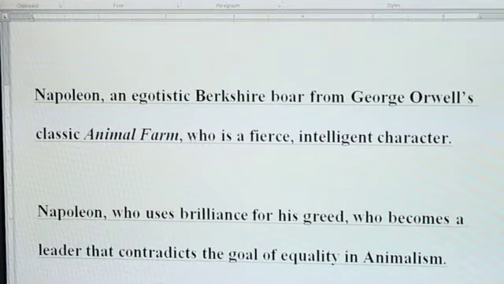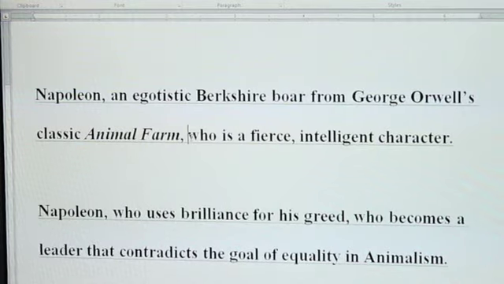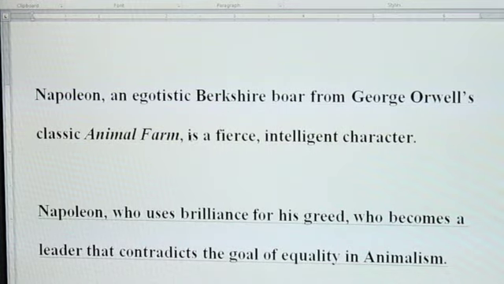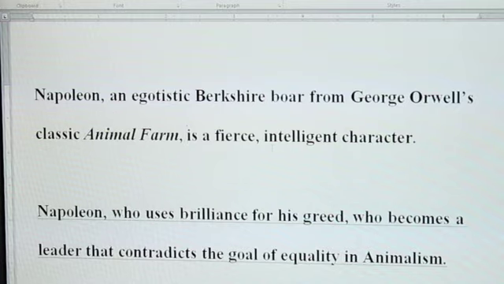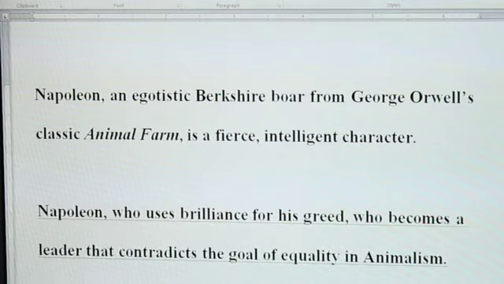If we take out the who, because what happens here is who is actually creating a dependent clause. If we take out the who, then the green lines go away and we have now a complete thought, because Napoleon is a fierce, intelligent character. So we have here an independent clause with an appositive that is giving us more information about Napoleon, and then we have a complete thought. So Napoleon is a fierce, intelligent character. That is one way that we can get rid of a fragment.